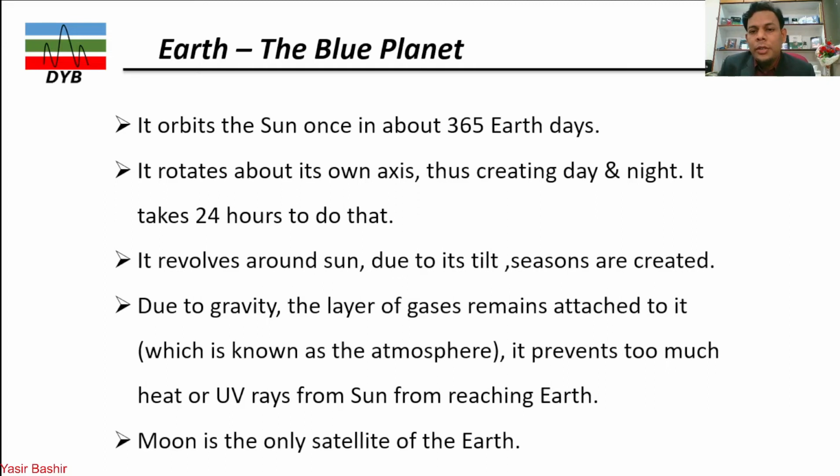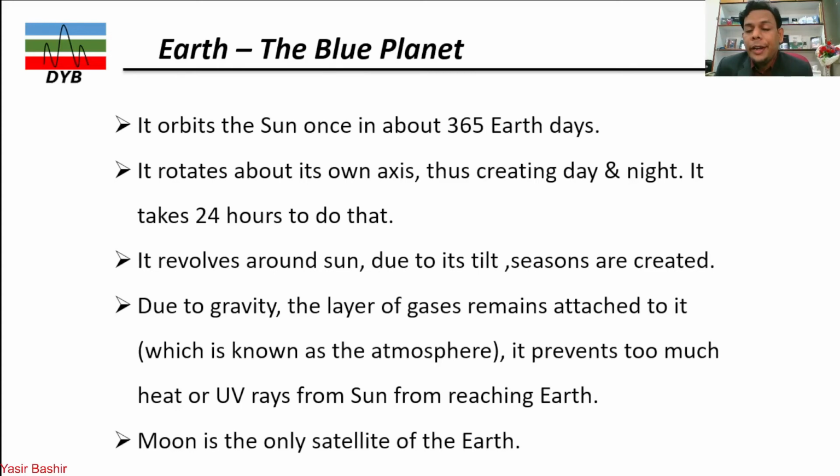So it revolves around the sun, and due to its tilt, seasons are created, as I mentioned, because the Earth is tilted. Because of that, there are seasonal changes, and also due to gravity, the layer of gases remains attached to the Earth's surface, which is called the atmosphere, around 400 kilometers above the surface of the Earth. It prevents too much heat and ultraviolet rays coming from the sun from reaching the Earth. So the beauty or the blessing to the Earth is that we have a very thick atmosphere which protects us from ultraviolet rays and higher heat. Obviously the heat must be quite high on the surface of the Earth, but because of the atmosphere, it reflects back all the heat and ultraviolet rays.